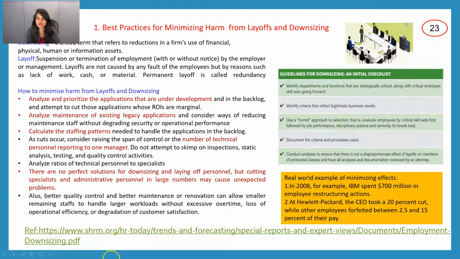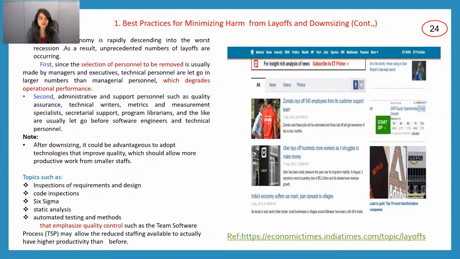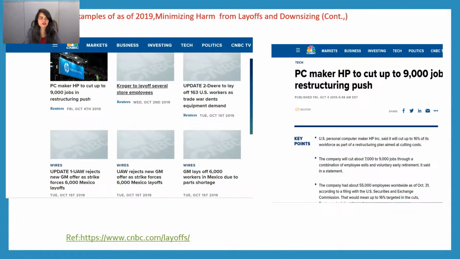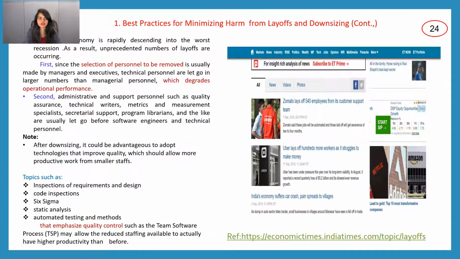In 2008, IBM spent $700 million on employee restructuring actions. The CEO took a 20% cut while the other employees forfeited between 2.5 and 15% of their pay. So we need to control and minimize harm from layoffs, and this is the basic example. We have also seen that there are many layoffs happening in many companies like Zomato, Uber, etc.